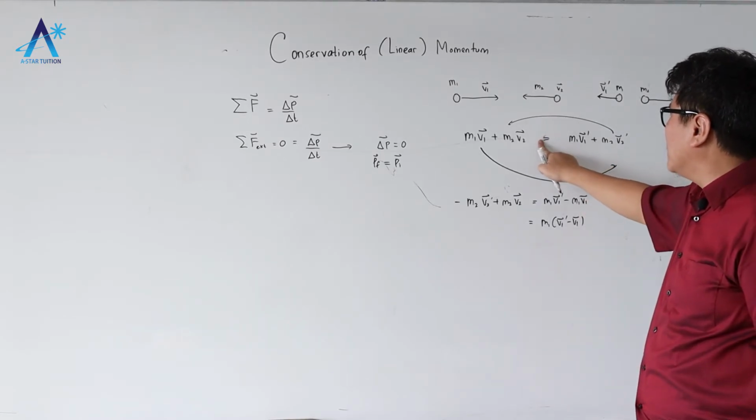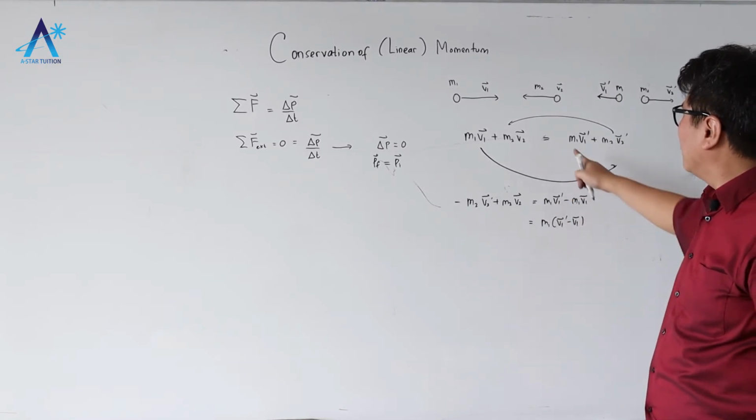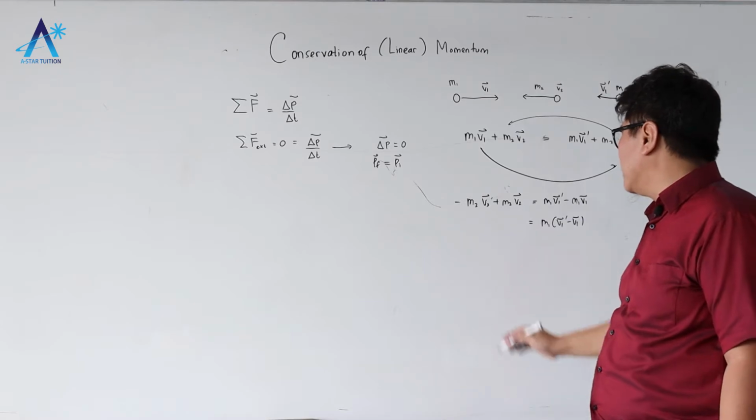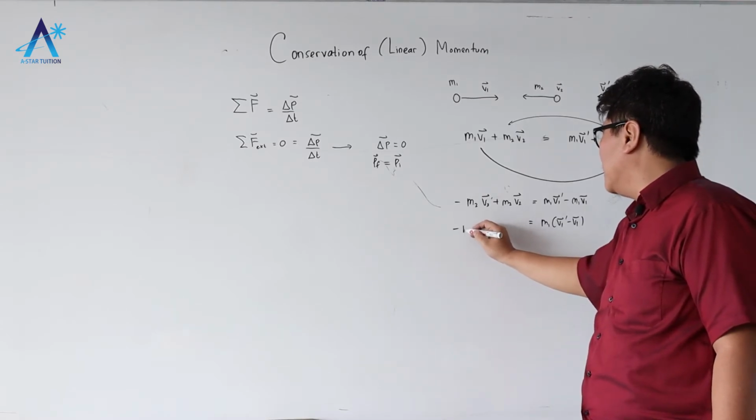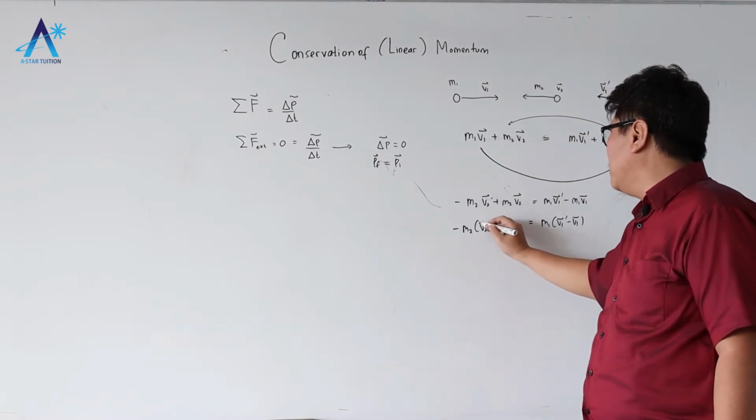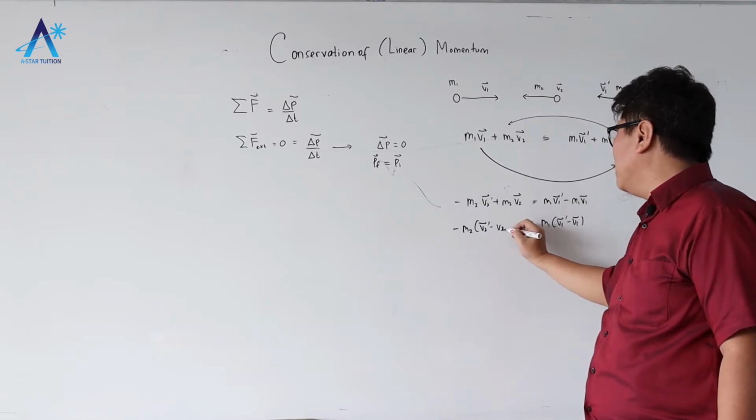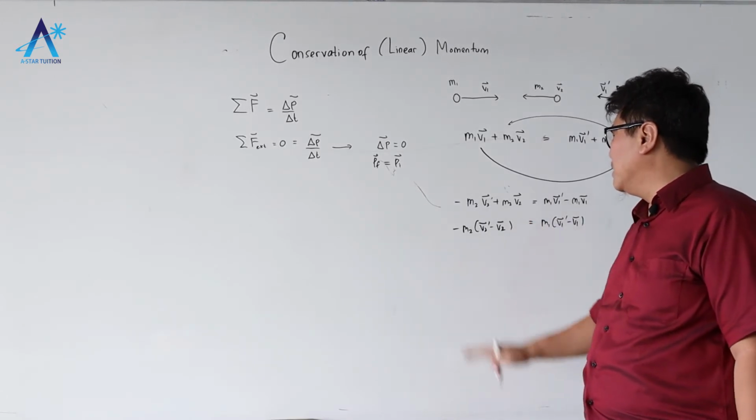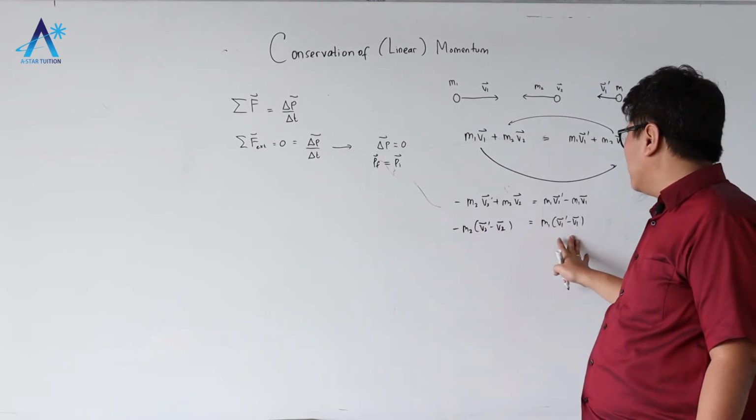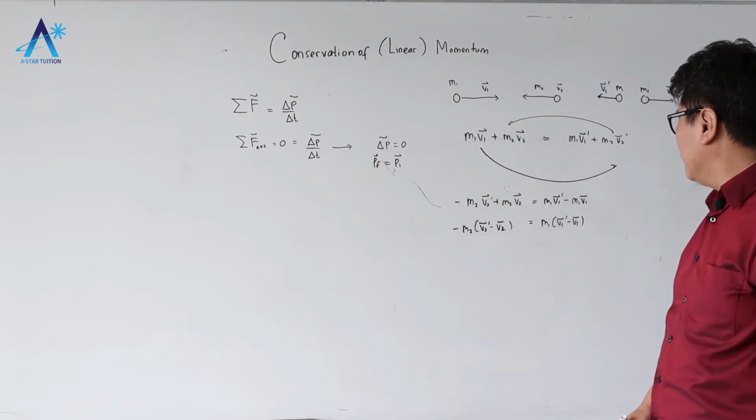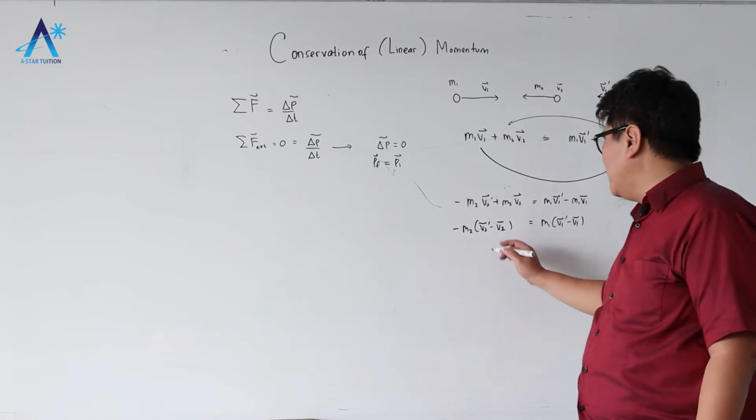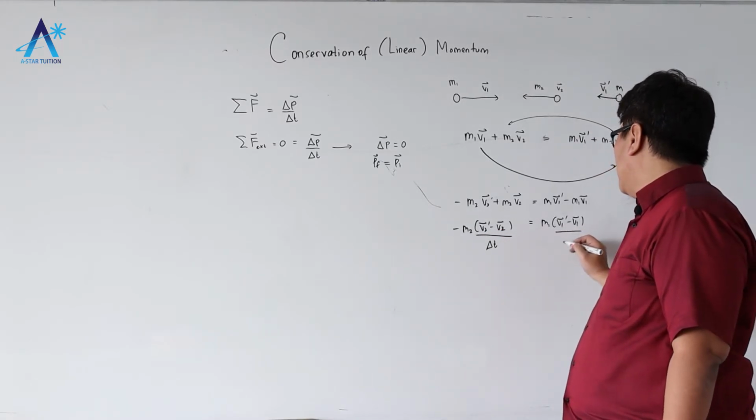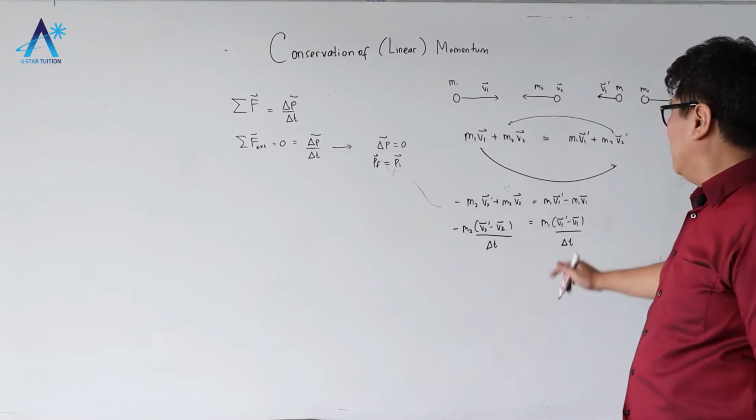Remember, the prime quantities are associated with the velocities after collision. So here this is minus m2 (v2 prime minus v2). This is the change in the velocity for the second mass, and this is the change in velocity for the first mass. Now if I multiply with 1 over delta t on both sides, this will give you what?